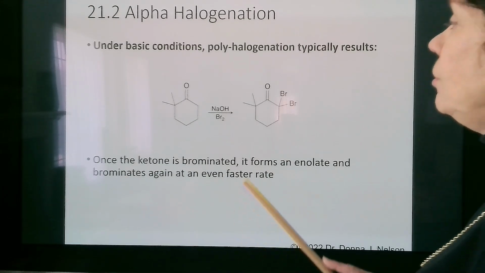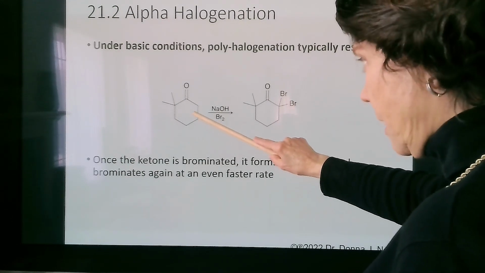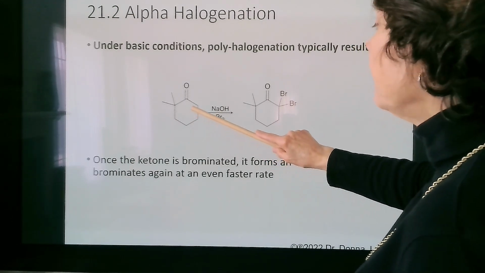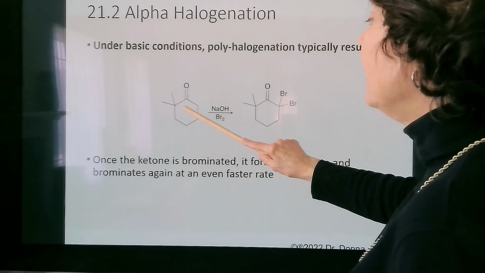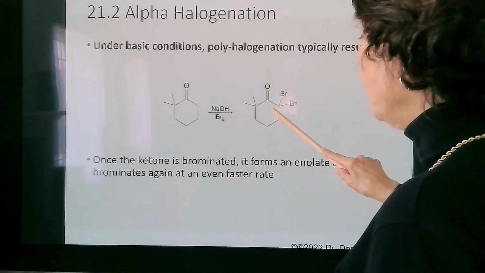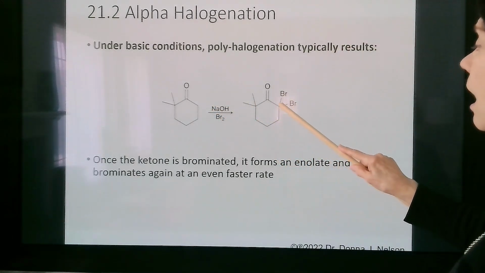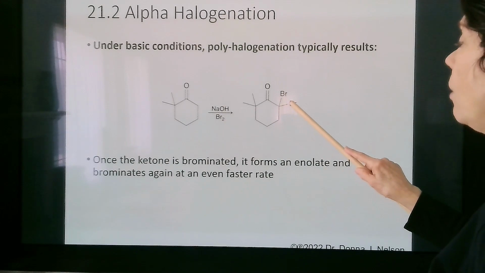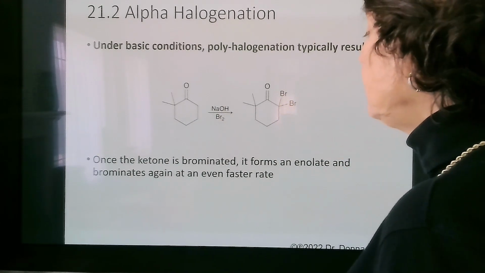Now, using the product that I told you about, that product, monobromination, can undergo a subsequent bromination because you do still have another alpha proton, and so you can get dibromination at that position.